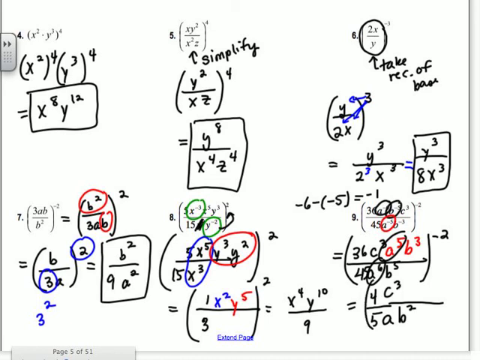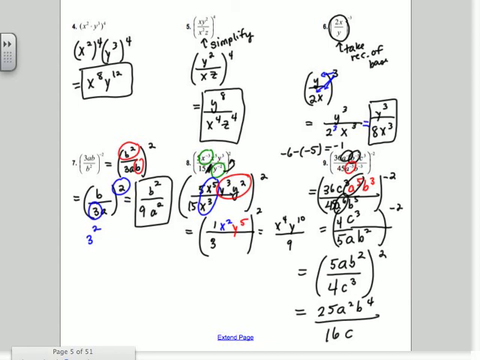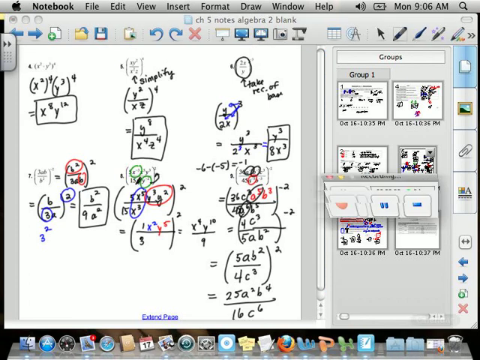C cubed, and it's raised to the negative 2. So since it's to the negative power, now let's flip everything. I'm almost done. And raise it to the positive 2. So your final answer should be 25, a to the 2nd, b to the 4th, over 16, c to the 6th. Tough one.